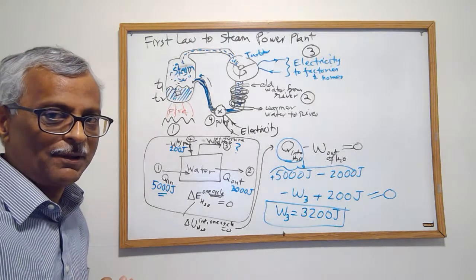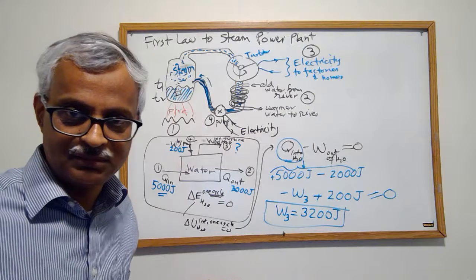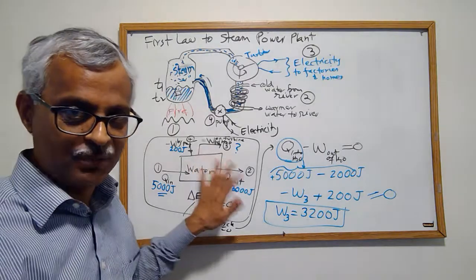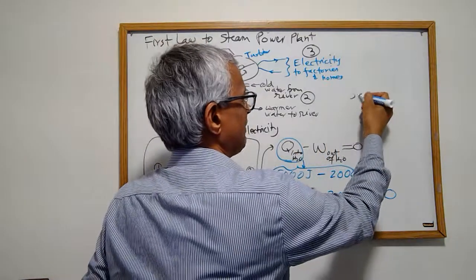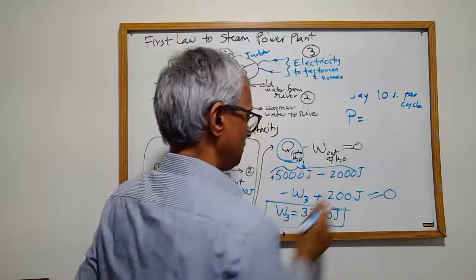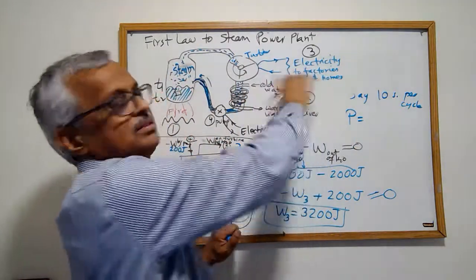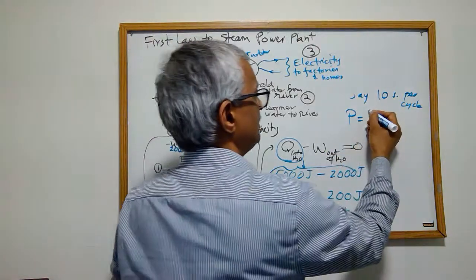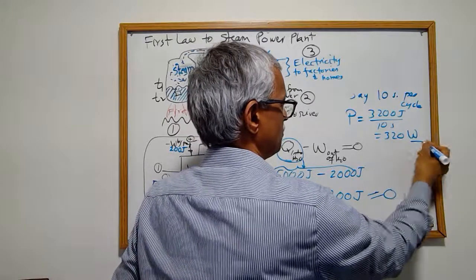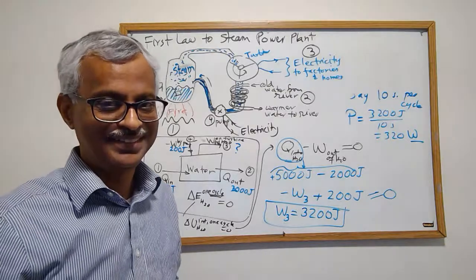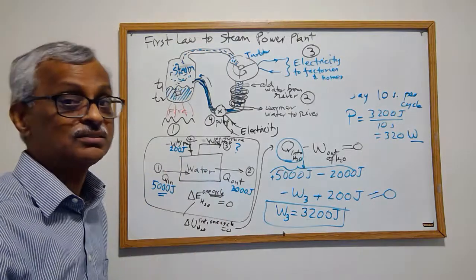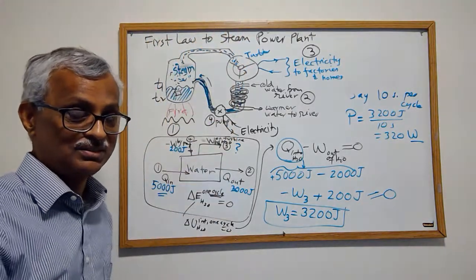Now, if the cycle took, say, 10 seconds to complete, where the whole cycle took 10 seconds, then the power of the plant will be how much electricity the plant generated over the time it took. So you have 3,200 joules it generated. It took 10 seconds. So this is 320 watts. Not a very powerful plant, right? It's not working in megawatts, things like that. So you'll have a system like this many times more in an industrial setting.